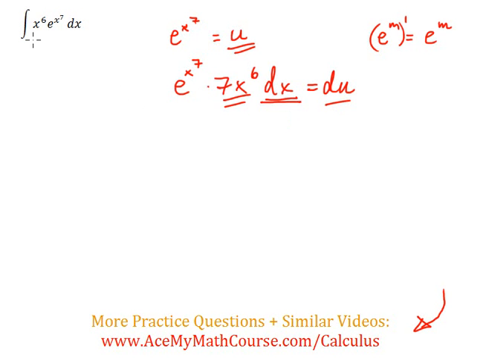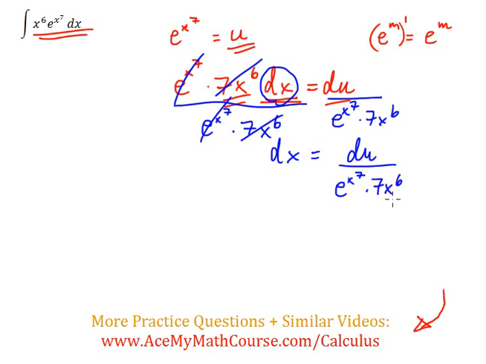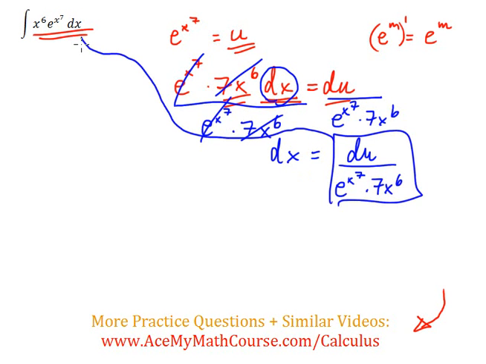Now let's take a look at what we have here. What I'm going to do in this particular case is take the dx and isolate it. I think that's going to make things a little bit simpler. So divide both sides of the equation by e to the x to the 7 times 7x to the 6. Everything cancels out here, and we end up with just dx. So dx is equal to du over e to the power of x to the 7 times 7x to the 6. So we take this and we plug it in for dx.